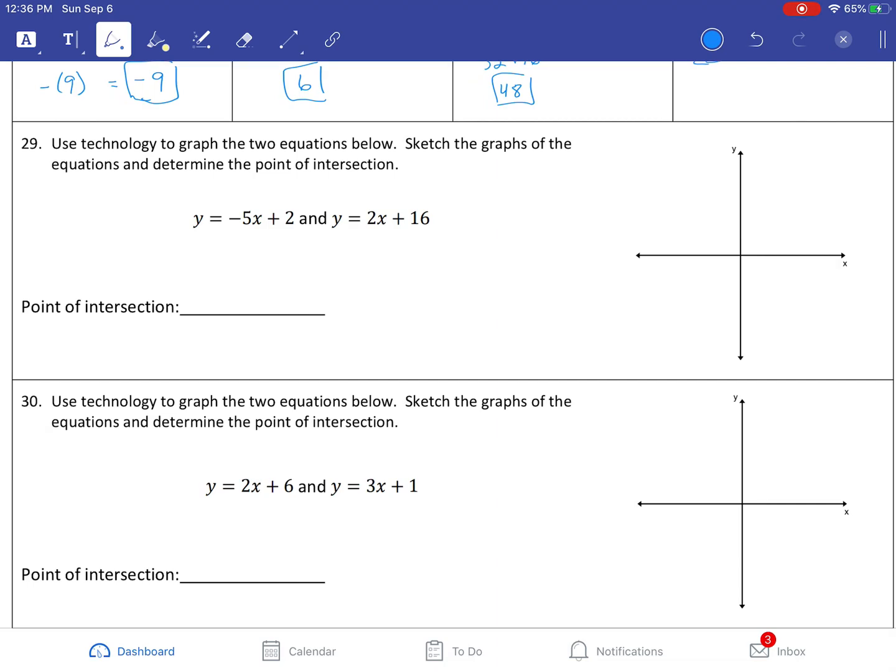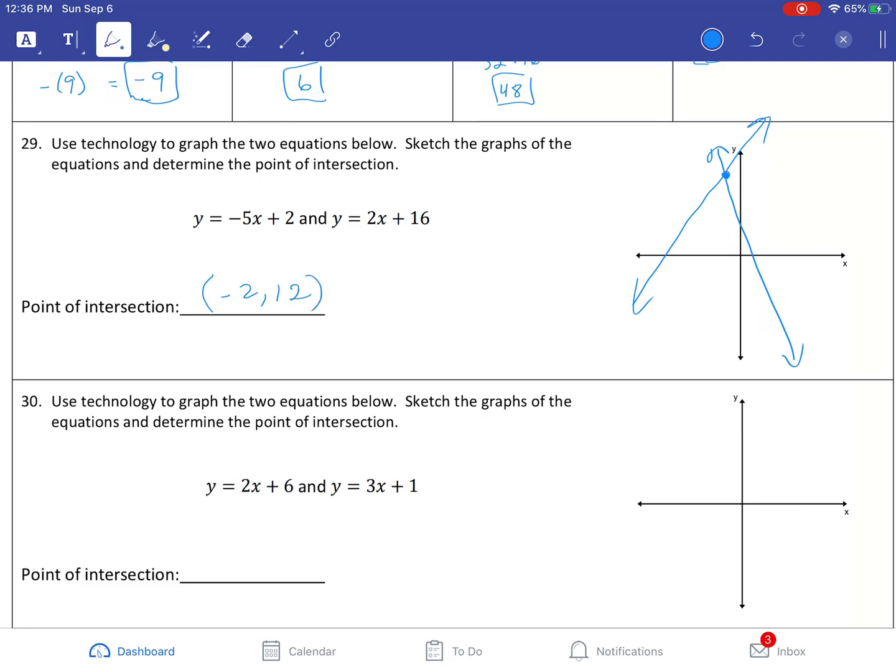Okay. If we graph it, we can sketch a graph real quick of what these look like. It doesn't have to be perfect. It looks like one is going to be like this, and the other one's going to be up like this. So they're going to meet up here someplace. We want to find out what that point of intersection is. We can do that by hitting second and then the trace button. It gives you a menu. You're going to hit 5 for intersect. And we're going to find out that the intersection point is at negative 2 and 12.